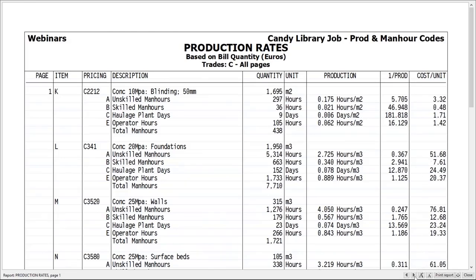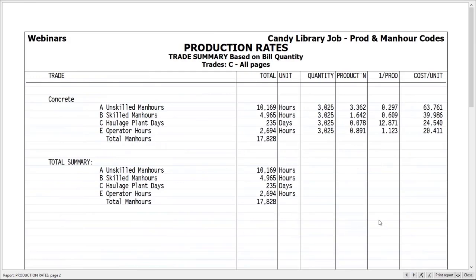If I scroll to the second page, because my selection was based on the concrete trade, it will give me all the resources that I've allocated my production codes with the total hours and the total man hours. Which will sum up my production code A, all my unskilled, B, skilled, as well as operator hours, giving me a total man hour for this trade of 17828.